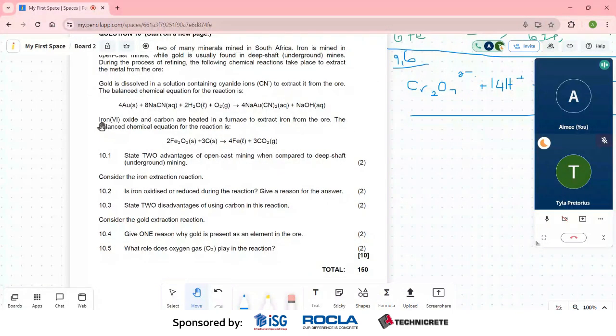Then iron(III) oxide and carbon are heated in a furnace to extract iron from the ore. The balanced chemical equation for the reaction is 2Fe2O3 plus 3C gives 4Fe plus 3CO2 gas.